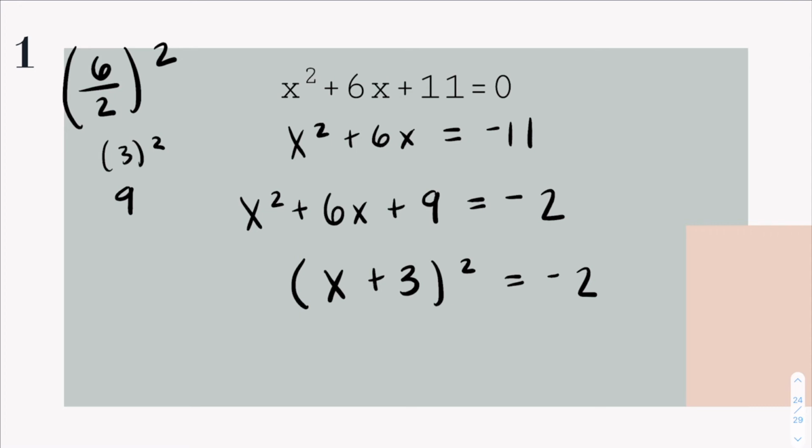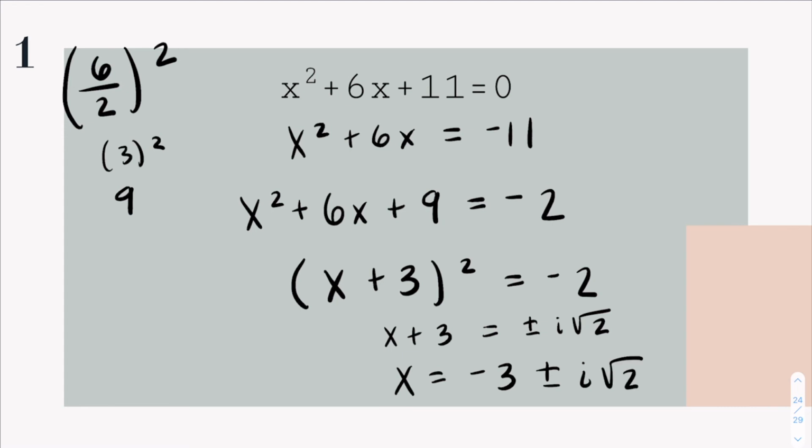Now once we're done with that process, we just use inverse operations to get x by itself. So here we're going to take the square root of both sides. And the square root of negative 2 gives us plus or minus i root 2. And then we subtract 3 from both sides. And now we have our solutions to our quadratic. We notice that they are complex solutions. We do have imaginary solutions here.